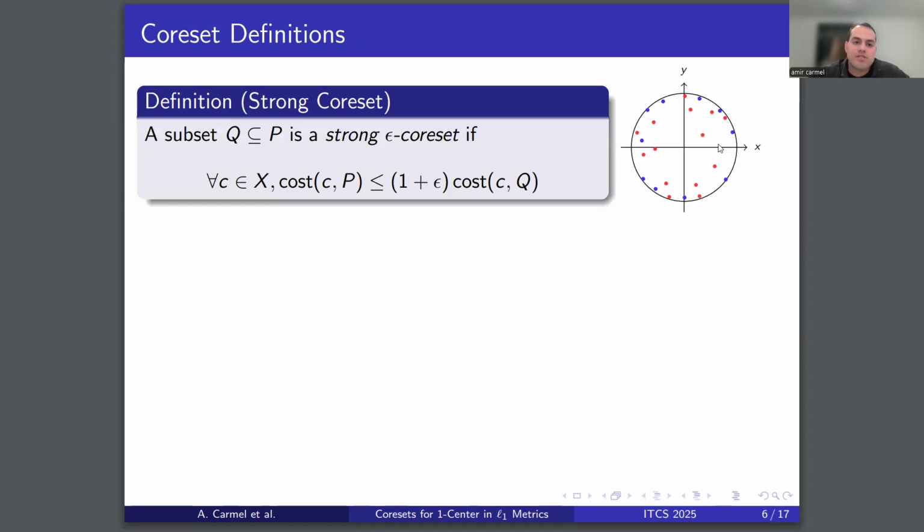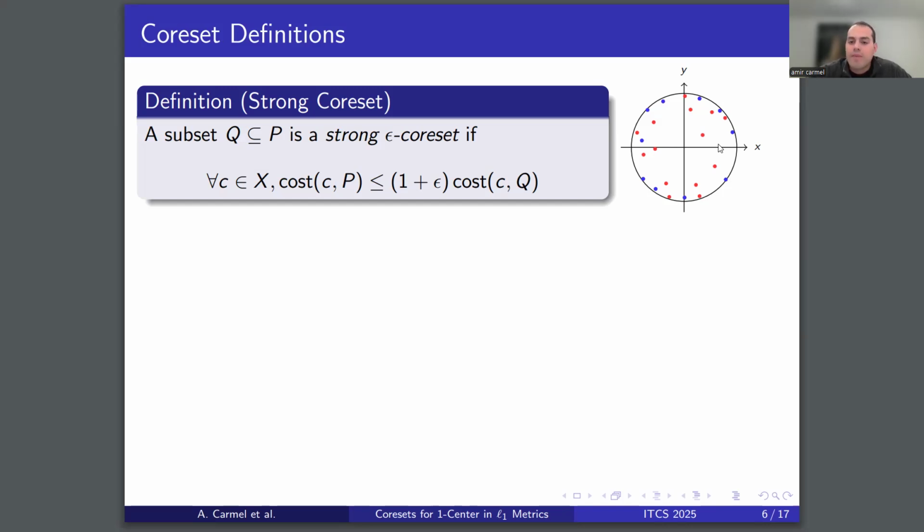Now I'll talk about the definitions of coresets. There are several definitions. The strong definition, strong coresets, gives a good approximation for every point in the metric space. So for every point C in X, we have that the cost of C, if we compute the cost only on Q, is within 1 plus epsilon of the cost on P. In the example to the right, we see in the Euclidean plane, the ball in L2, and we see a strong coreset. The blue points are the strong coreset.